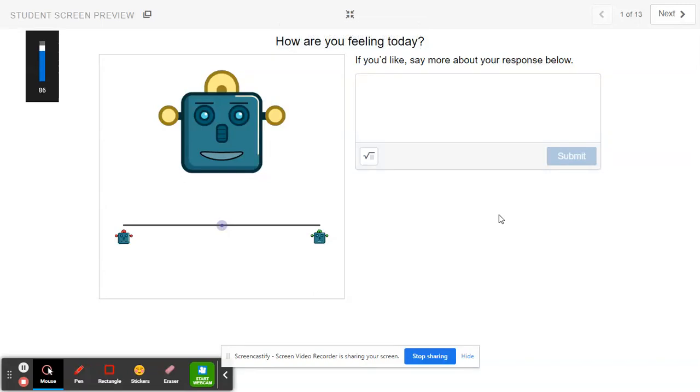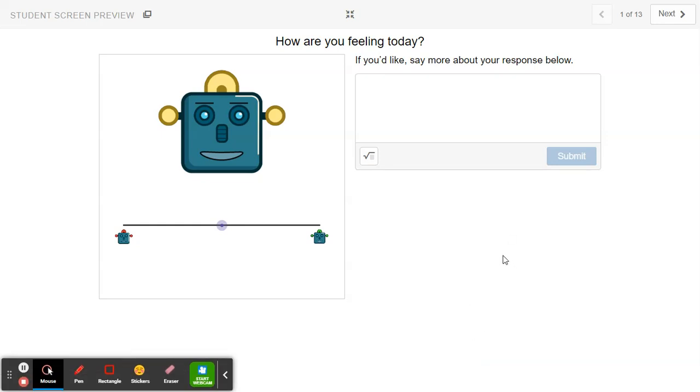Hello, today we're going to be doing lesson 752. And this lesson is going to be about using number lines to add integers, meaning to add positives and negatives.